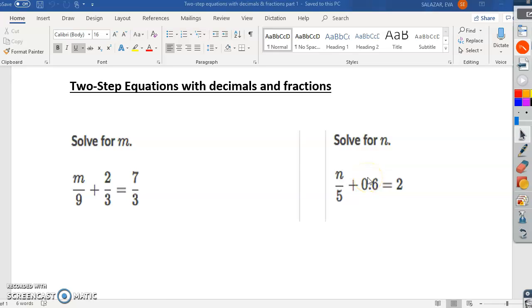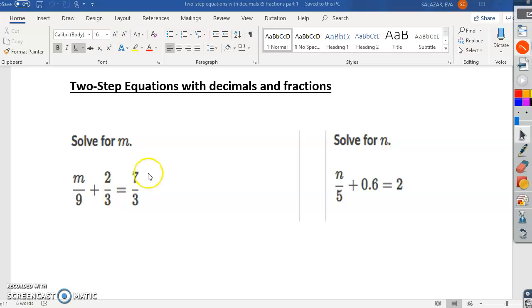Hi everyone, today we're going to be reviewing two-step equations with decimals and fractions. I took some of the problems from a Khan Academy lesson. This way you can more or less look at the format and guide yourself to understand two-step equations.